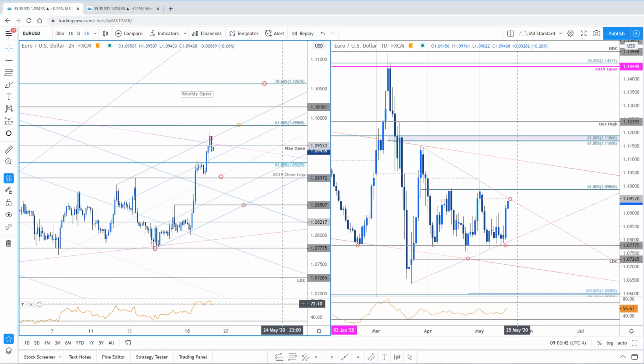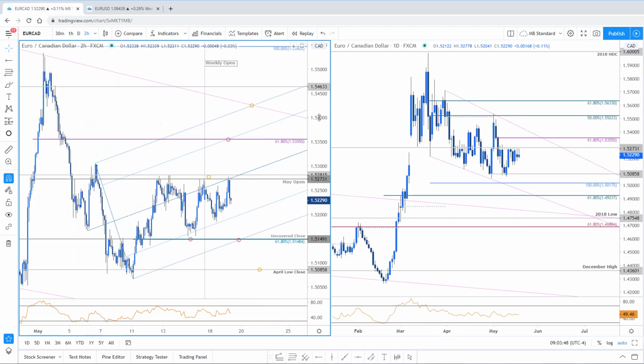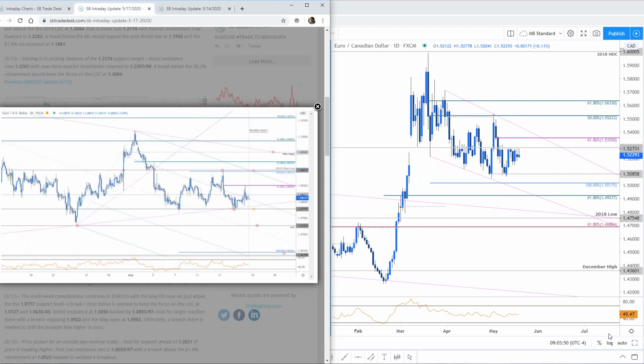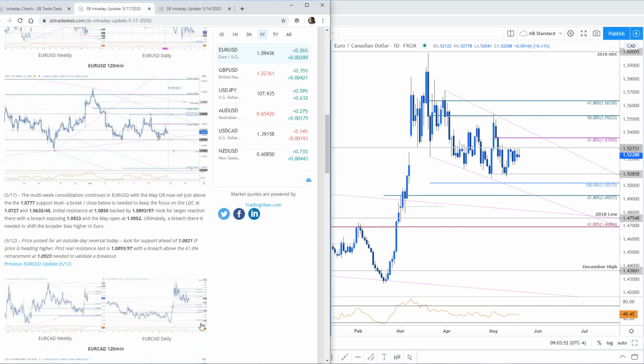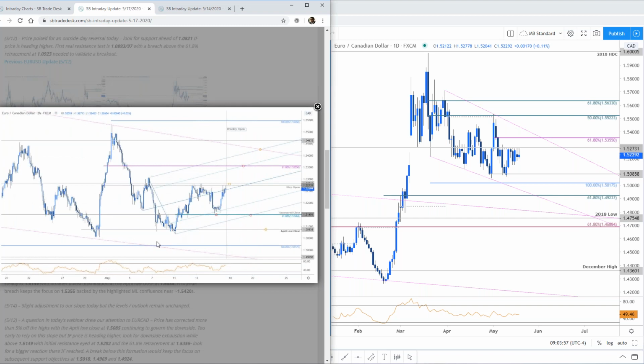Euro CAD is another one that we covered, kind of an off-cuff cross here. Euro CAD was another one that's just kind of testing monthly open resistance. Here's what it looked like into the start of the week. Right, here's what it looked like on Sunday. The level that we were focused on was 152.73, 152.82.